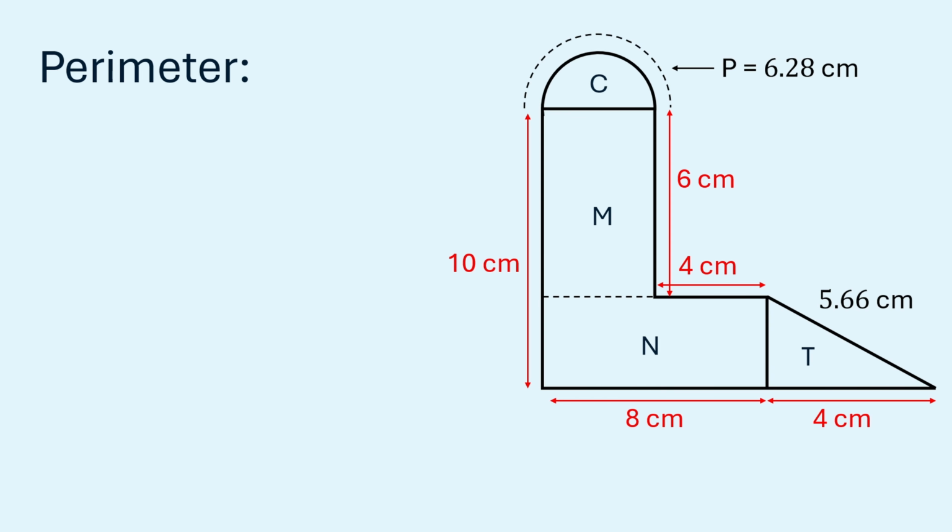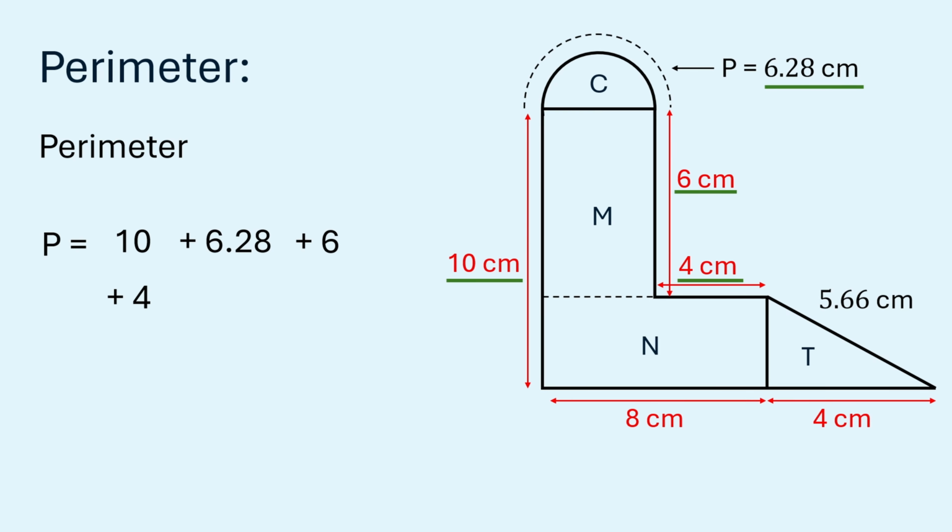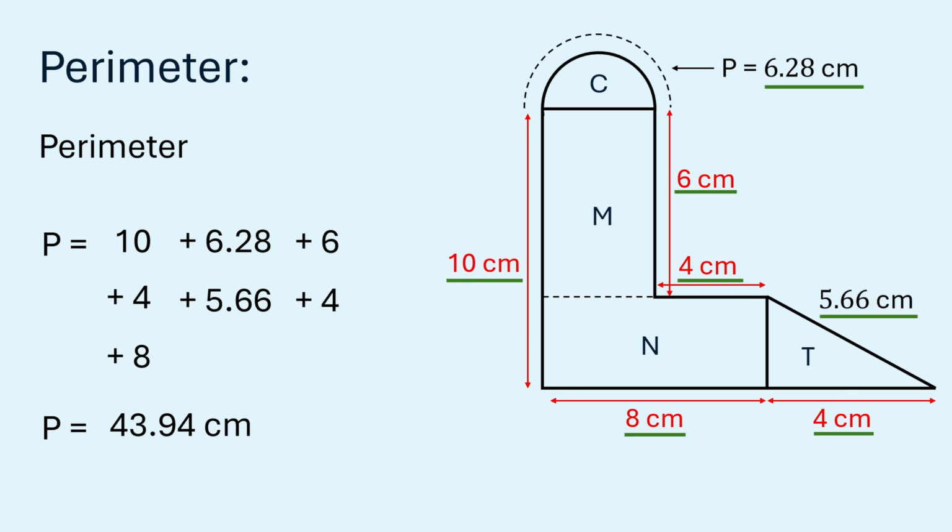We now have the data needed to find the perimeter of this composite figure. Therefore, the total perimeter P of the composite shape is equal to 10 plus 6.28 plus 6 plus 4 plus 5.66 plus 4 plus 8, which is equal to 43.94 centimeters. This is the total perimeter of the composite shape.